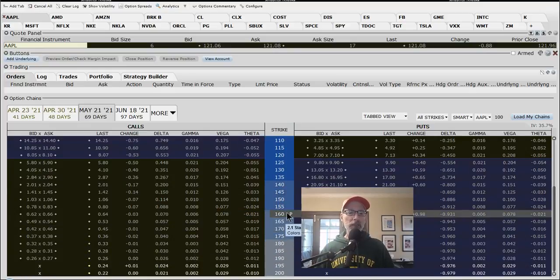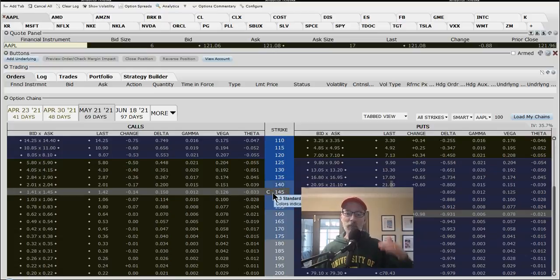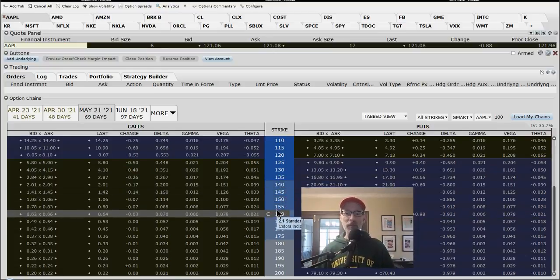So let's just say someone's looking at the 160 calls. Here's the strike price column, and the strikes tell you all the levels at which you can potentially buy or sell shares of Apple sometime in the future. Each strike price has different characteristics, and the option value for each strike will move in various degrees along with the stock itself. So that's very important to understand.